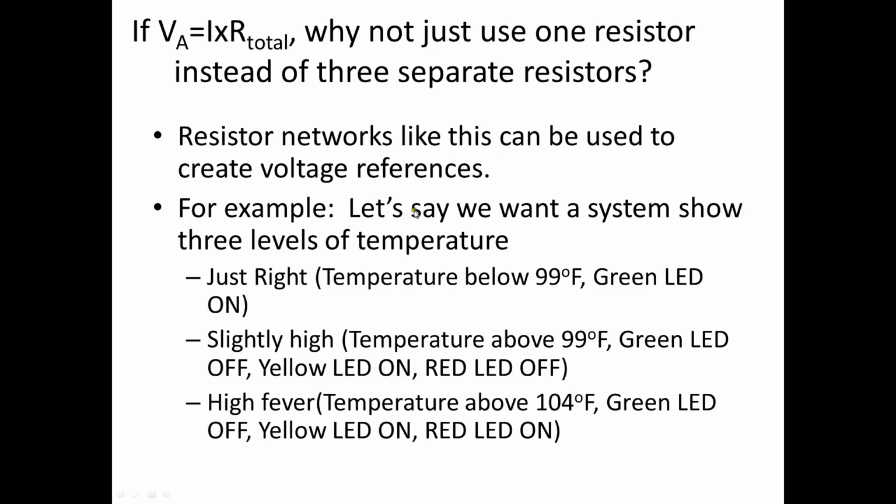For example, if I want a system to show 3 levels of temperature, just right, temperatures below 99 degrees Fahrenheit, I want a green LED to be on. If the temperature is above 99 degrees, I want the green LED off and the yellow LED on and the red LED off. And if I'm above 104, I still want the green off. The yellow LED can be on, and then the red LED is on.